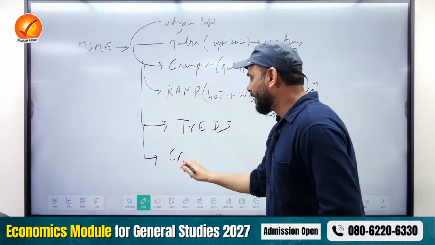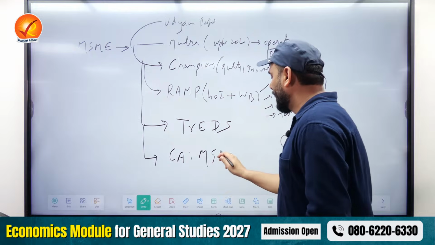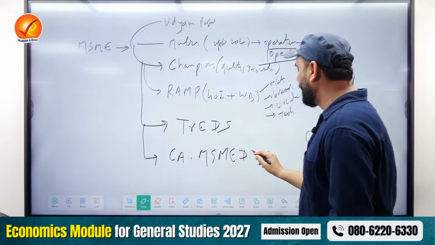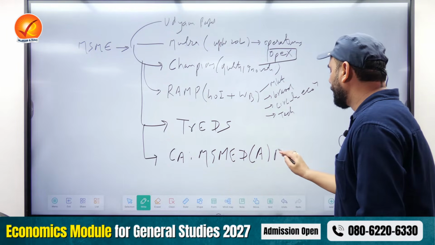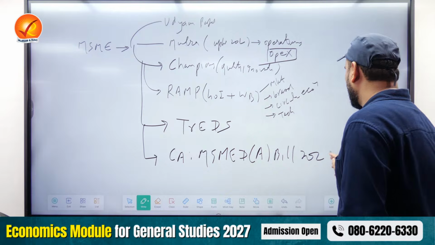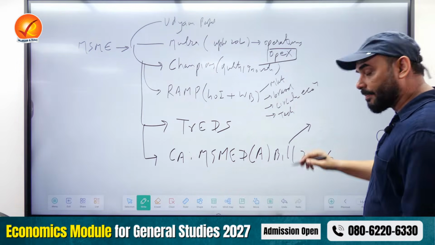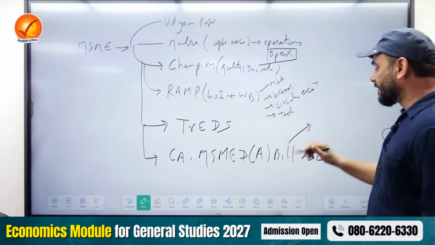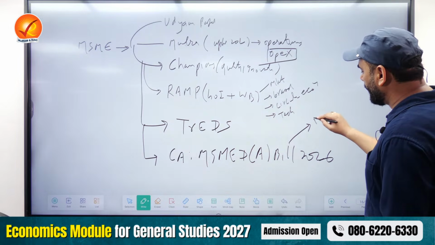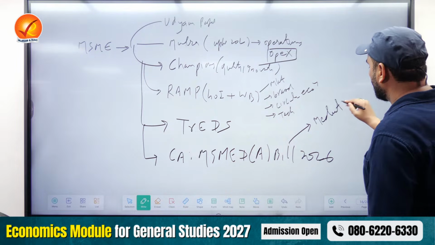Current affairs. The government has introduced something called the MSME Development Amendment Bill, 2026. And what has the government said? The government said that whenever somebody does not make the payment to an MSME, first of all, to recover the payment, what will be done? Mediation will be done. And mediation should be completed in 90 days.